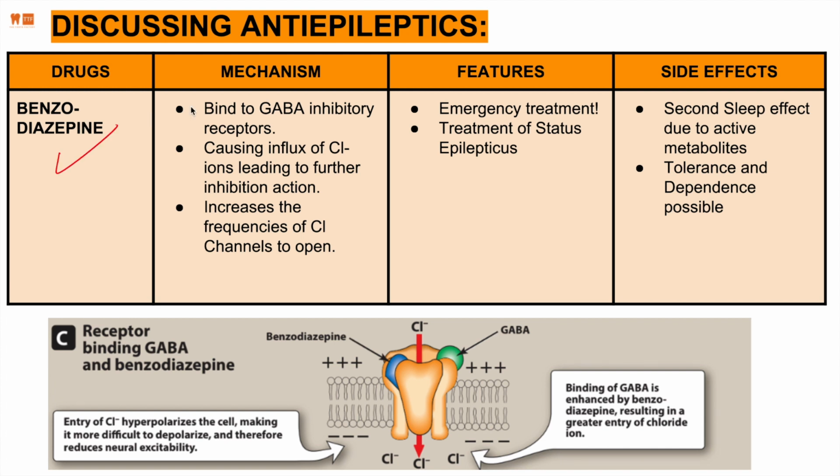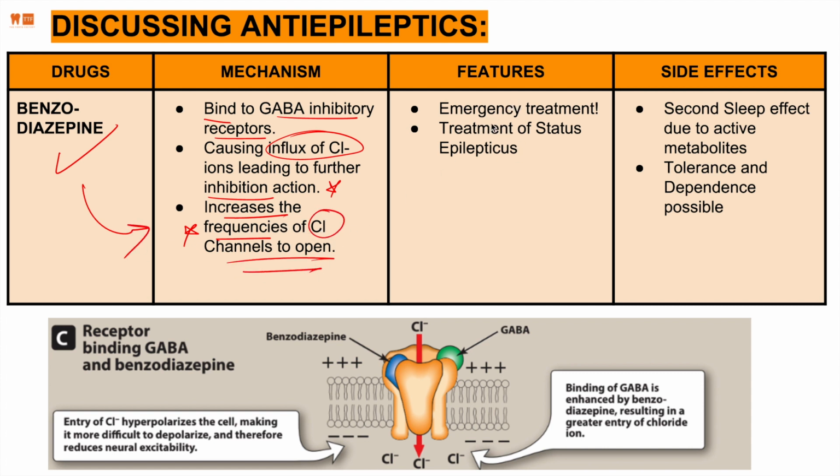We have a lecture on this, so please do visit that lecture, guys. Mechanism: it binds to GABA inhibitory receptors. It allows a lot of influx of chlorine ions that leads to further inhibition by hyperpolarizing the actual cell. Benzos increase the frequency of chlorine channels opening.